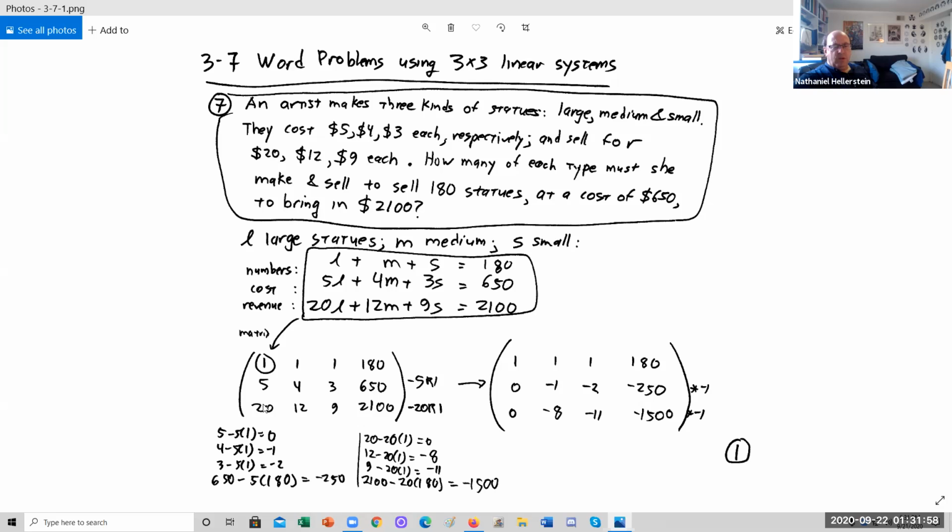Third row, let's see, 20 minus 20 times 1 is a 0. It goes there. 12 minus 20 times 1 is -8. That goes there. 9 minus 20 times 1 is -11, which goes there. And 2100 minus 20 times 180 is -1500. That goes there. So now here we go.